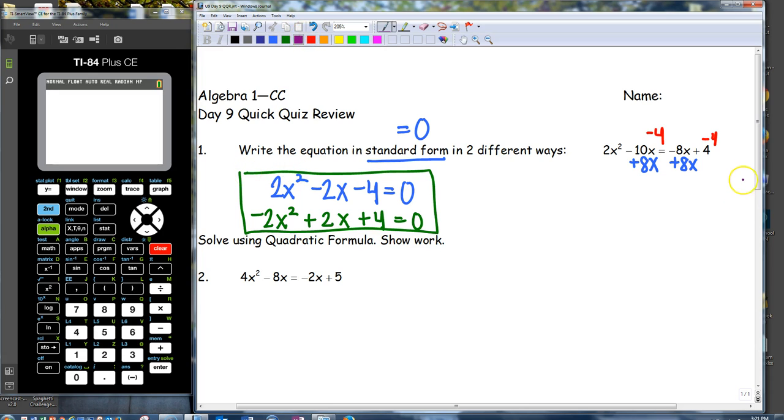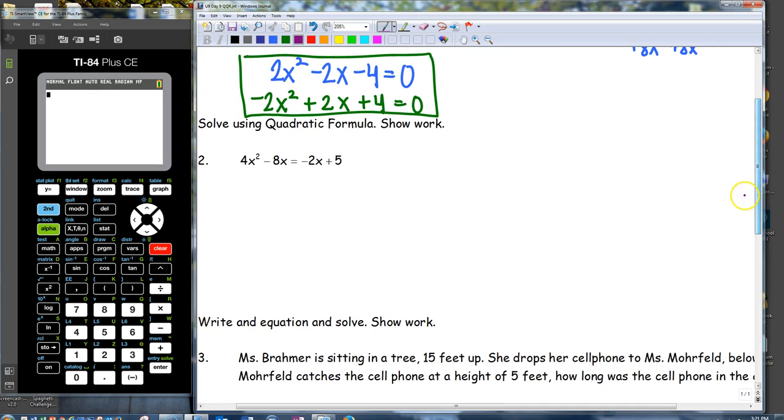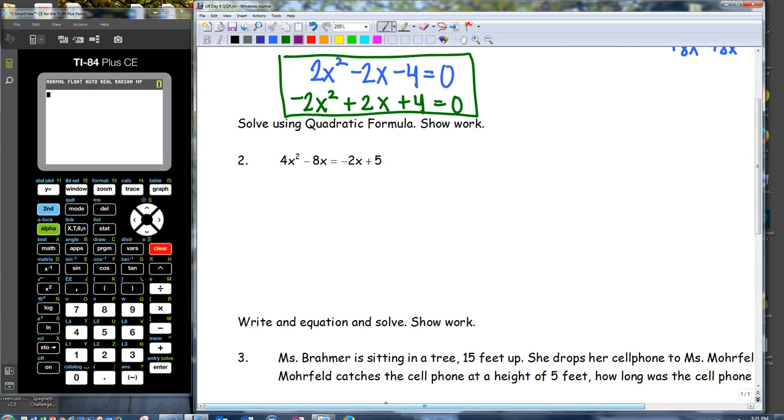All right, okay, next: solve using quadratic formula, show work. So again, you do need to get standard form first. So we want to move everything to one side. We want to have an equals 0. So I will start by adding my 2x over. 4x squared, negative 8 plus 2 is negative 6x. And then also I will subtract my 5 over. So it is a negative 5 now equals 0.